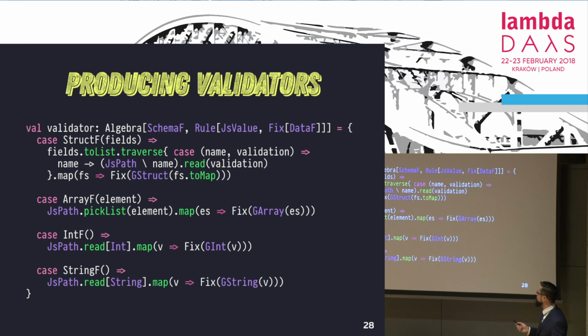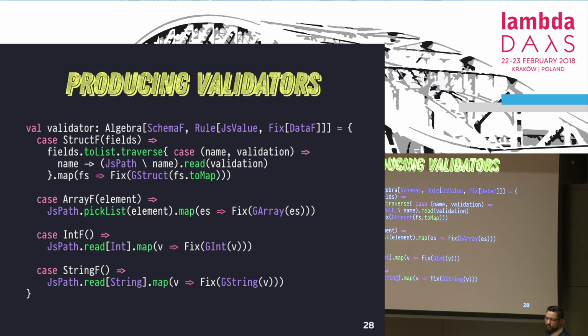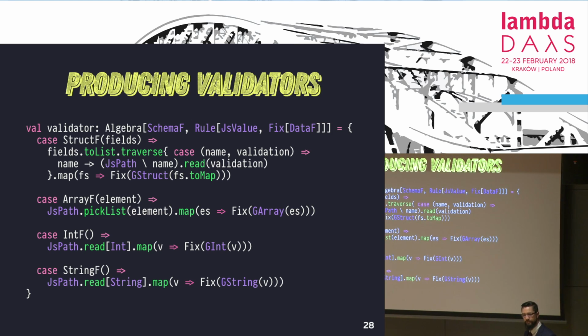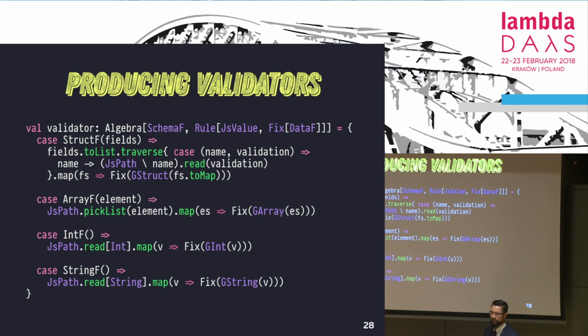Again, for arrays, if we have a rule for elements, we can use the method pickList to make a rule for list of elements. And we use that to build a Fix of GArray. And for simple types, it's even simpler. So that's it. We have a way to use schemas to build validators. We have a way to translate from one format to another. So we are almost done.